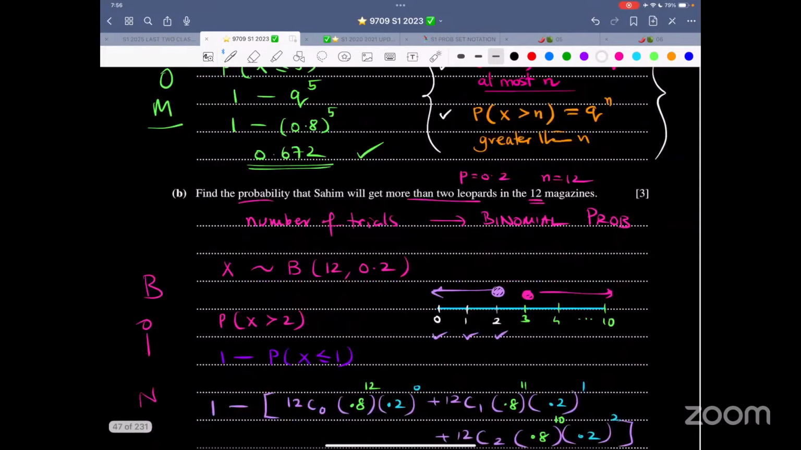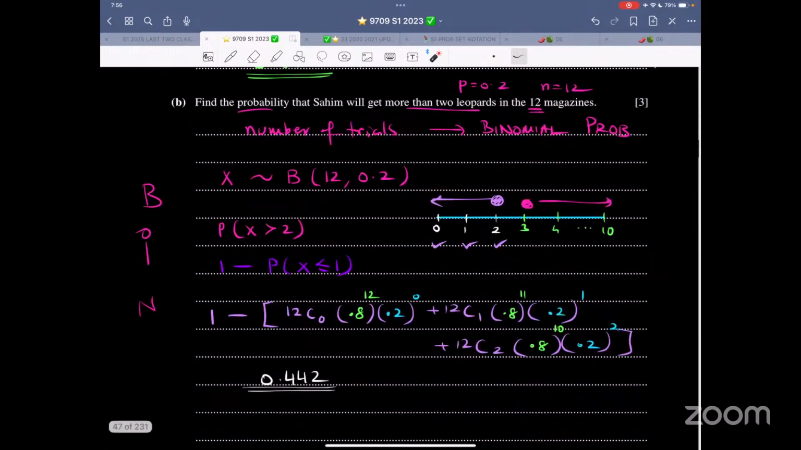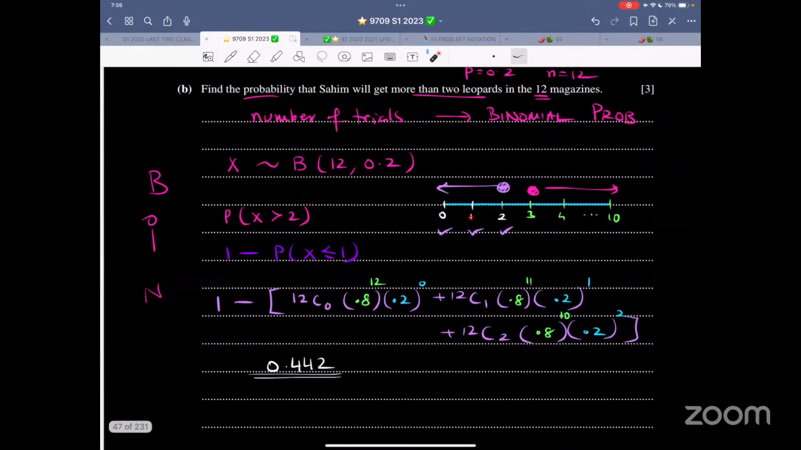Now, the next part says find the probability that Sahim will get more than 2 leopards in the 12 magazines. Now it's talking about 12. Now it's talking about number of trials. So therefore, this is binomial. So x follows a binomial with 0.2, probability more than 2. X is greater than 2, which is too much to calculate. Therefore, 0 and 1 is left. Calculate the probability for 0, calculate the probability for 1.